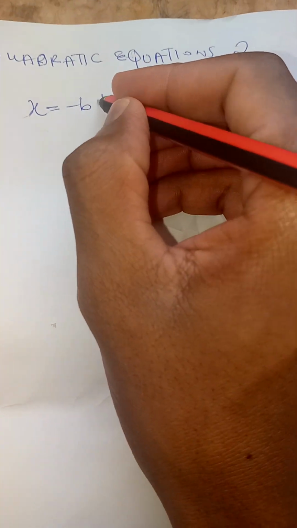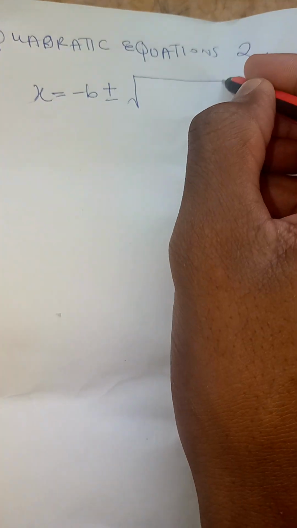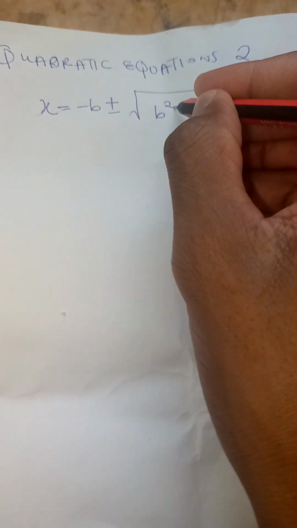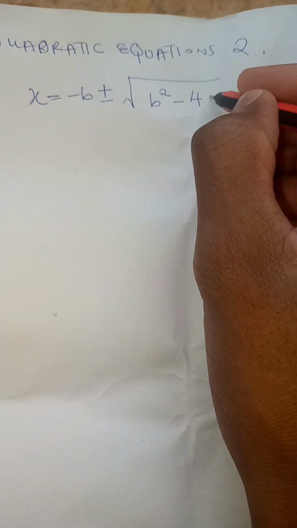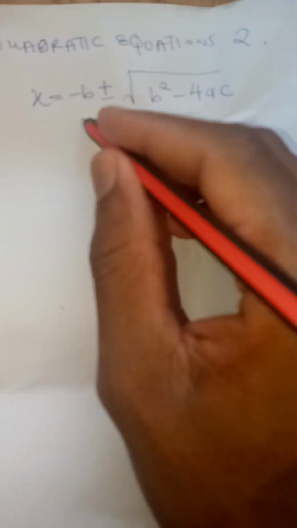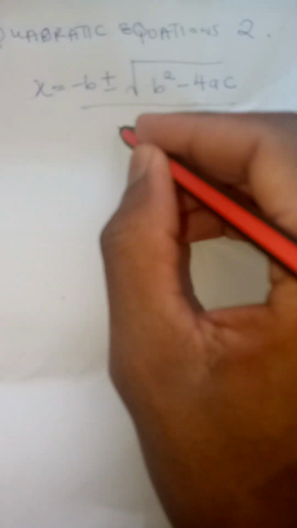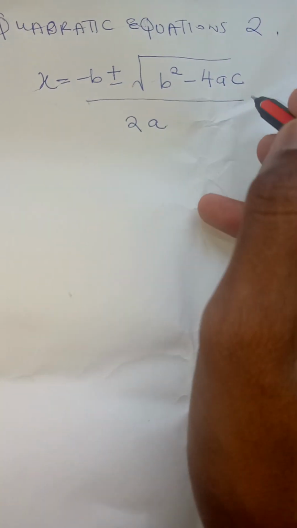x is equals to negative b plus or minus the root of b squared minus 4ac over 2a. This is the formula you're going to meet. You don't even need to master it. It is already given. It's given to you for free.